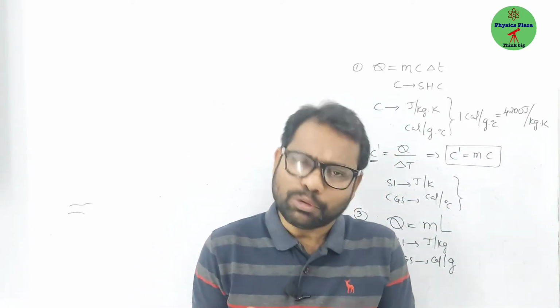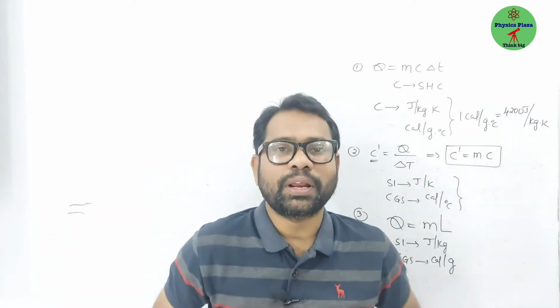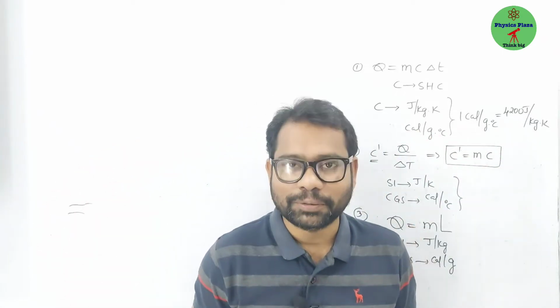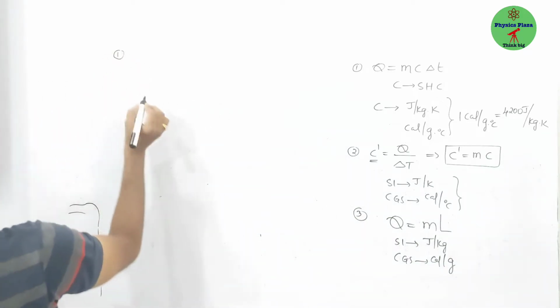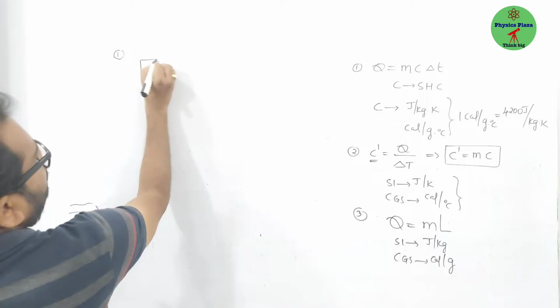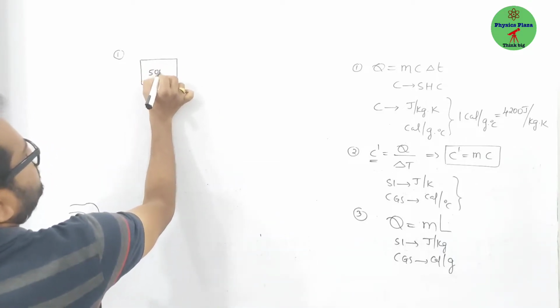So let us solve small numericals, not a large number of numericals, hardly 4 to 5 numericals I'll explain to you, then you will get a command. Okay, fine children. Now look at here. Suppose here is a body of mass 500 grams.